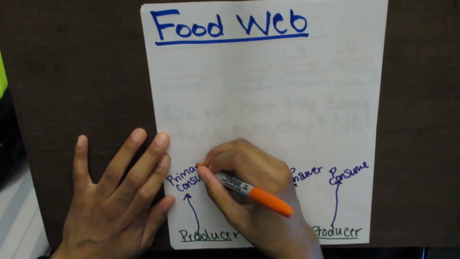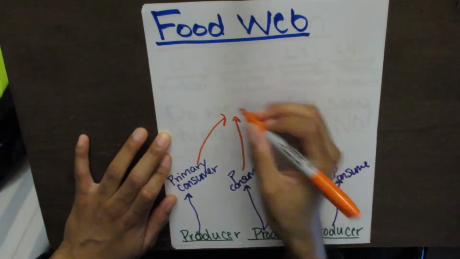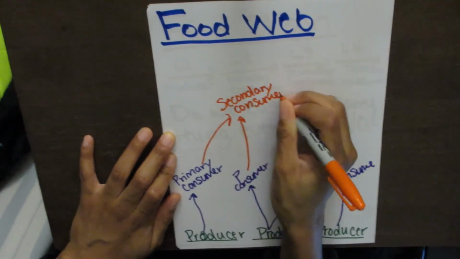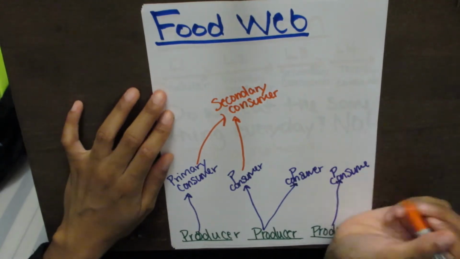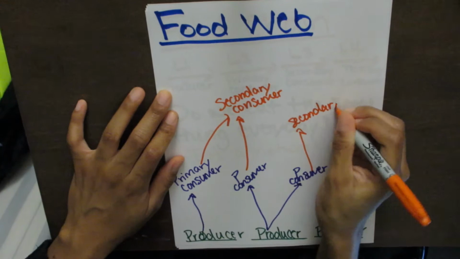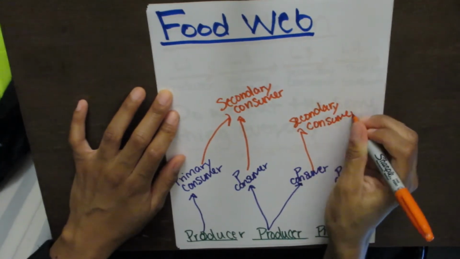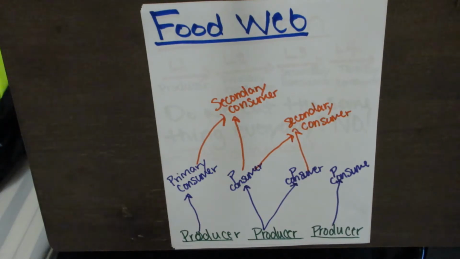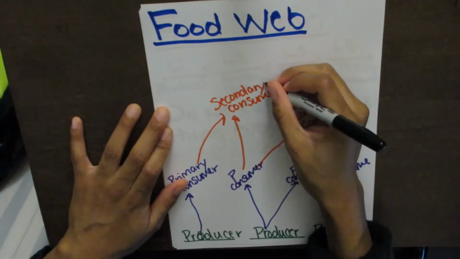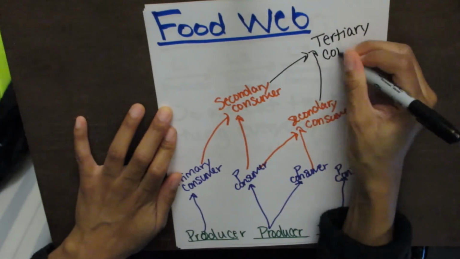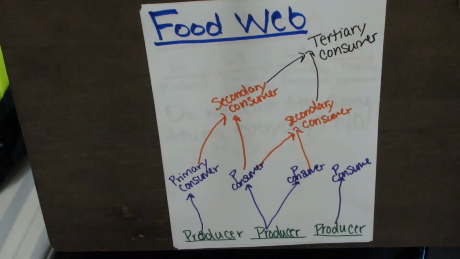Next, we're going to have our secondary consumers. So for instance, this secondary consumer eats 2 different kinds of primary consumers. Organisms don't have to eat the same thing every day. That's what the food web is showing, that they can eat several different things and still be a part of the food web. And then heading up towards the top, we're going to have our tertiary consumer, which of course eat secondary consumers.